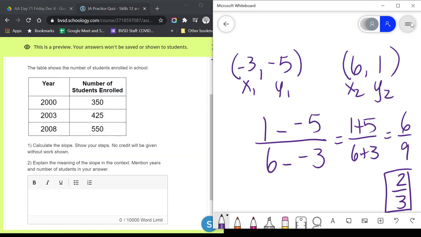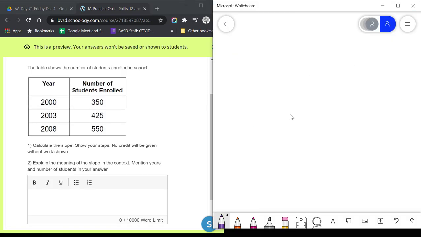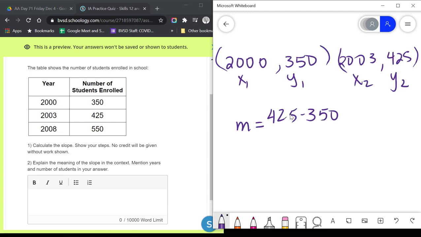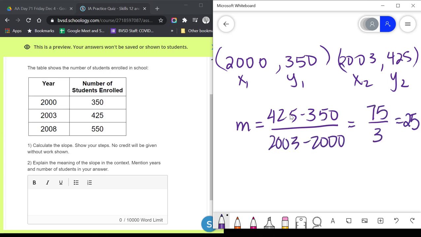Okay, this one's going to require you to write something out here. It's first asking me to calculate the slope. So I'm going to use these 2 points. In the numerator, I subtract the y values, and in the denominator, the x values. Okay, so my slope is 25, or 25 over 1.